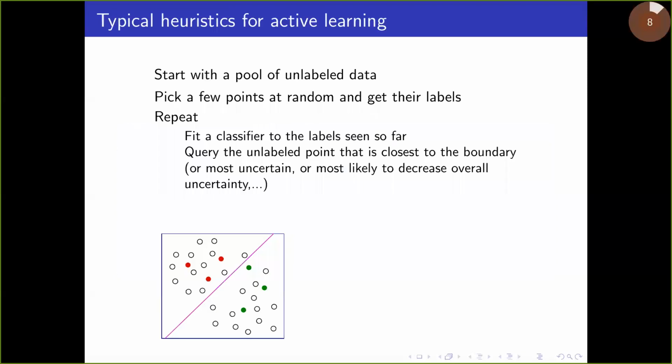Okay, let's talk about this a minute. So let's talk about pool-based active learning. So you start with a pool of unlabeled data. You pick a few points, you get some labels, and then maybe you fit a classifier, and then you query the unlabeled point that is closest to the boundary. This would be a common kind of approach. Or maybe this is the most uncertain or most likely to decrease overall uncertainty. There are several different criteria for how people choose to label things.